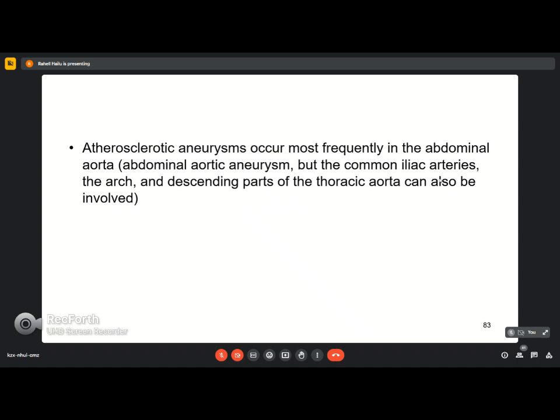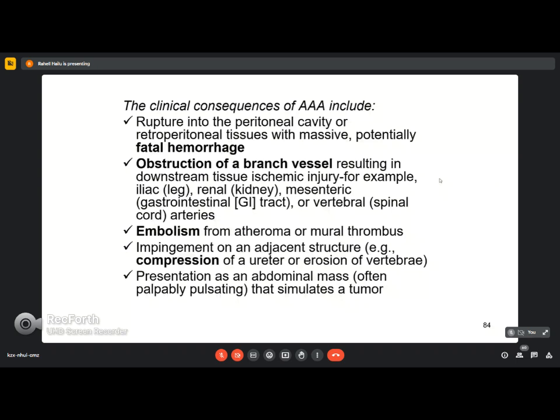Atherosclerotic aneurysms occur most frequently in the abdominal aorta, abdominal aortic aneurysm, but the common iliac arteries, that's the branch of the abdominal aorta, as you know, and the descending parts of the thoracic aorta can also be involved. A clinical consequence could be a rupture, because it is dilated but weak. If there is, for example in hypertensive patients, an acute rise in blood pressure, the high pressure can rupture it and can result in fatal hemorrhage because, again, it carries a significant volume of blood.